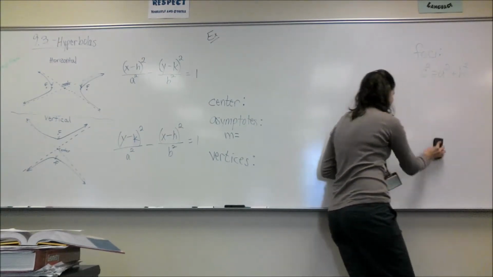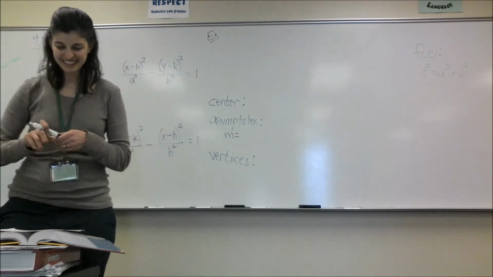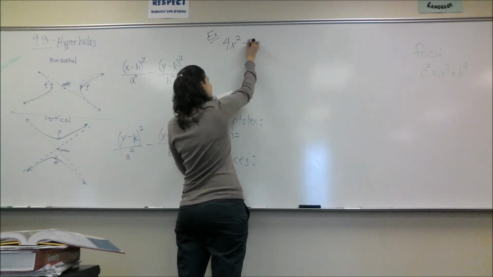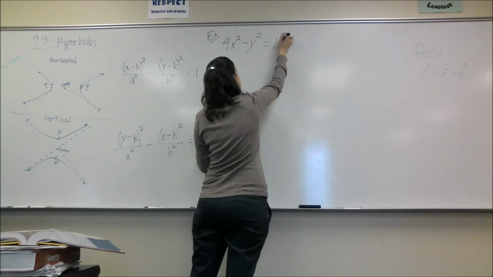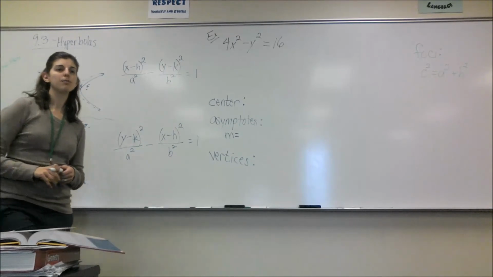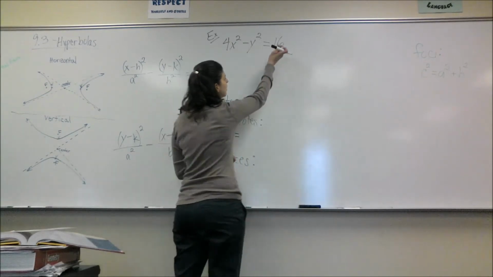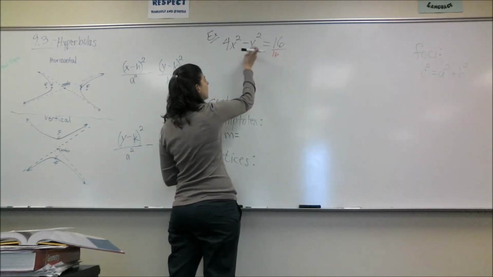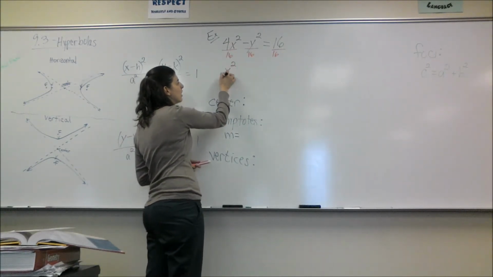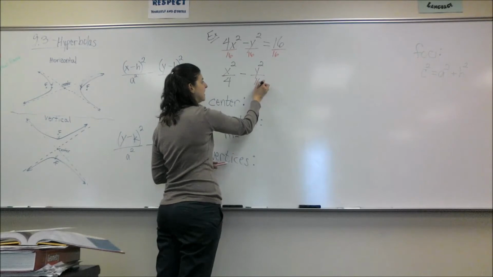All right, so next example, here we go. 4x squared minus y squared equals 16. How am I going to get this in standard form? It's not in standard form. Divide by 16. So my standard form equation is going to be x squared over 4 minus y squared over 16 equals 1.